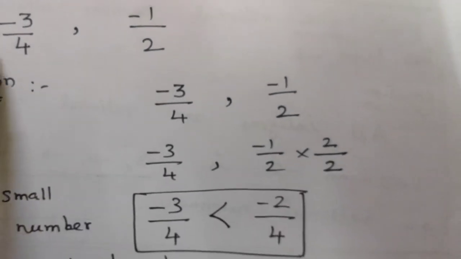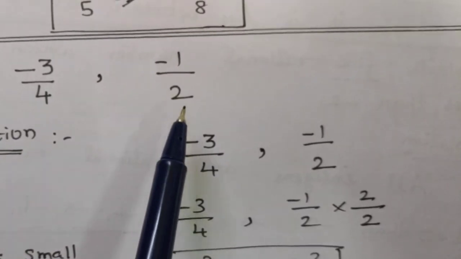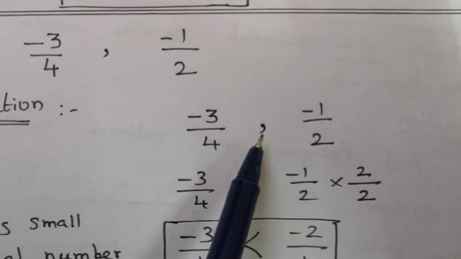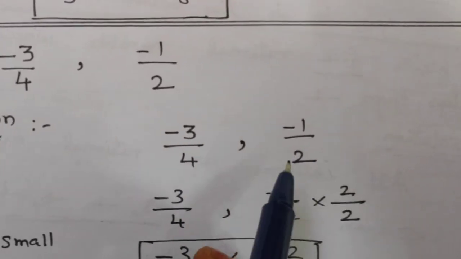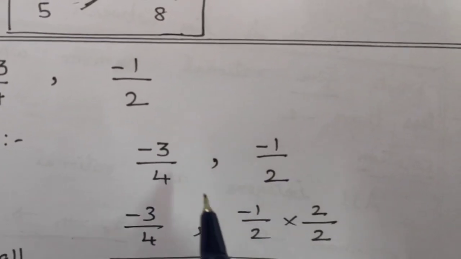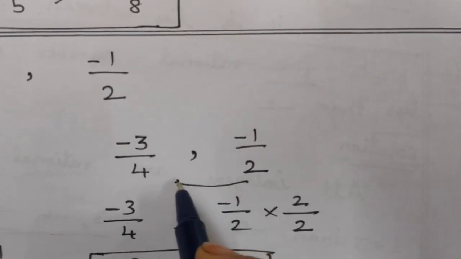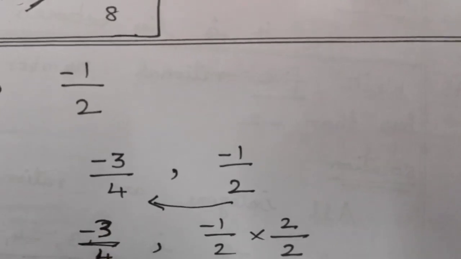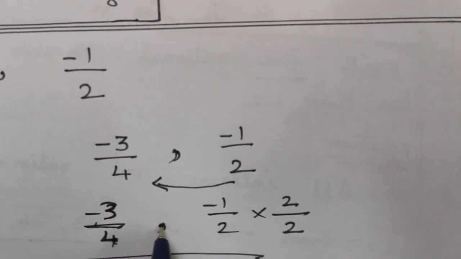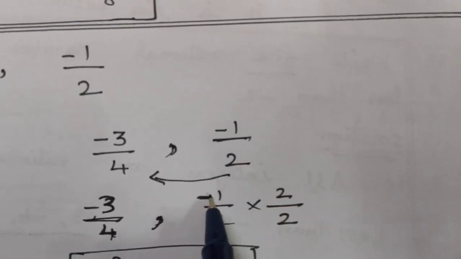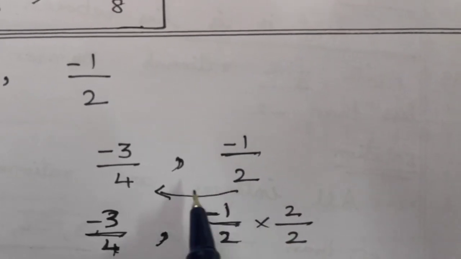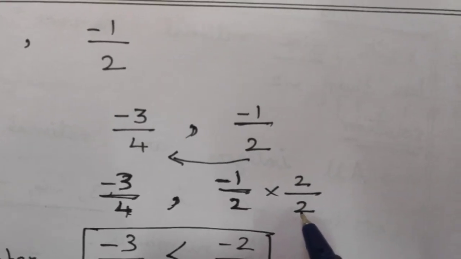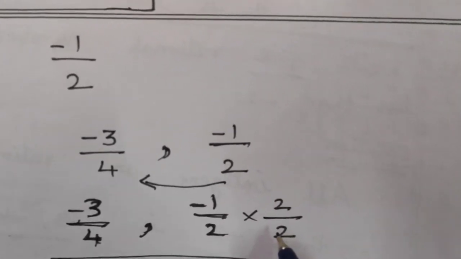Next sum, minus 3 by 4 and minus 1 by 2. The same method only. Again, listen in class. Minus 3 by 4 comma minus 1 by 2. These two you want to multiply. 2 2s are 4, so 2 table comes to 4. First write minus 3 by 4, next comma, and the next fraction is minus 1 by 2. 2 2s are 4. That 4 is needed for the next fraction, so you multiply by 2 by 2 there.